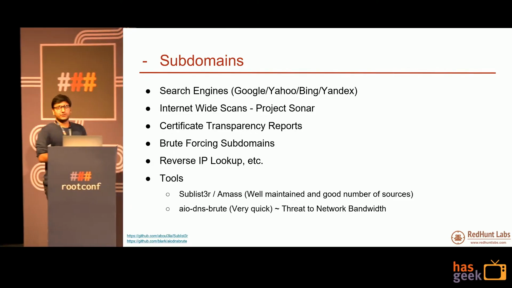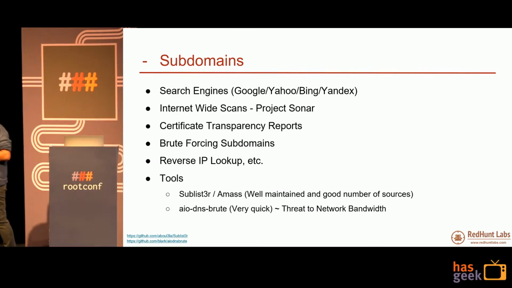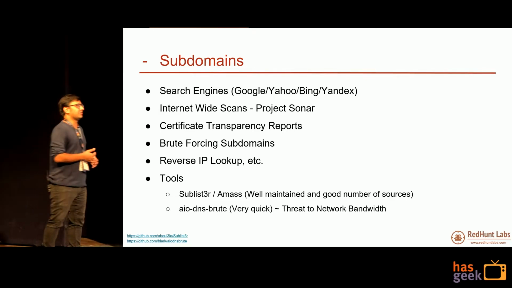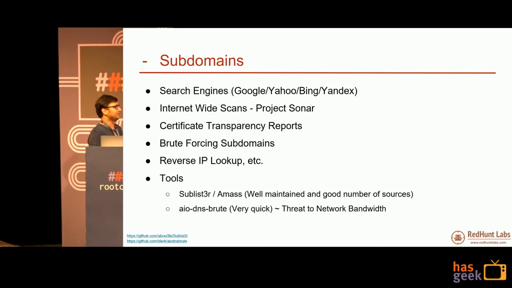You can also use reverse IP lookup. So we just had a look. We can find out IP addresses of an organization using ASN ID. So now we have a list of IP addresses which we can reverse look up, and it might actually give us some subdomains or domains for that organization.